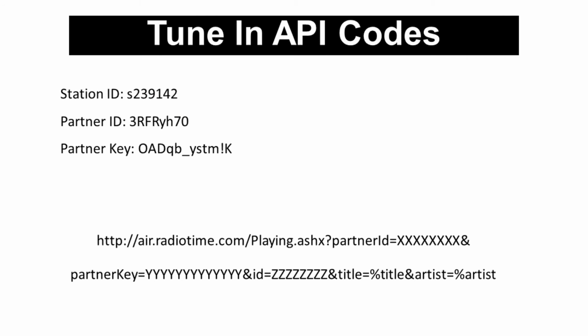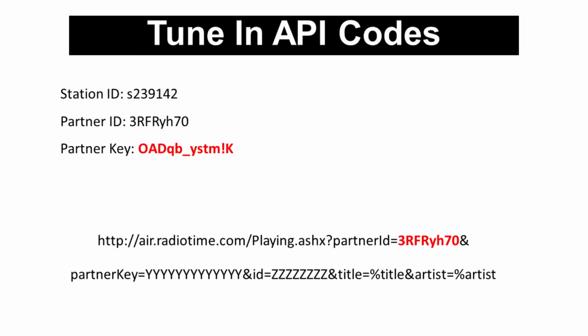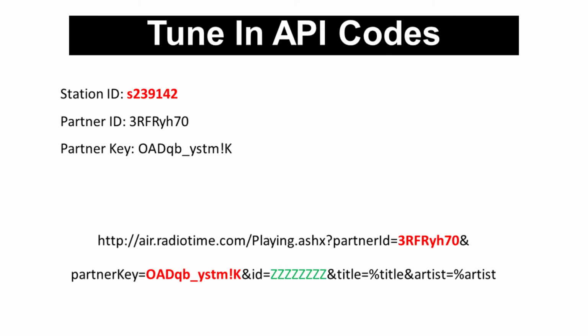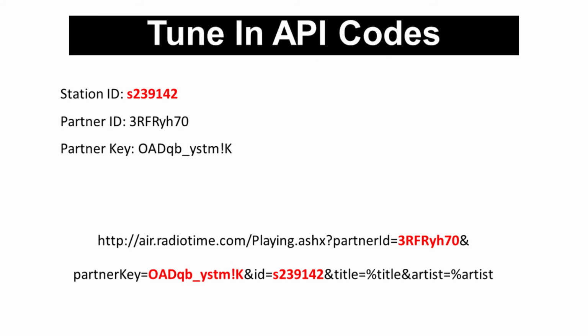Now, here's how we do it. You need to use Notepad or a text editor to assemble the full code. Copy your partner ID and place it where the X's are in this code. Make sure you leave the ampersand symbol. Then, copy your partner key and place it where the Y's are in the code. Again, do not delete the ampersand symbol. And then, take your station ID and place it where the Z's are in the code. When you have completed your code, copy and paste it into your radio automation software.